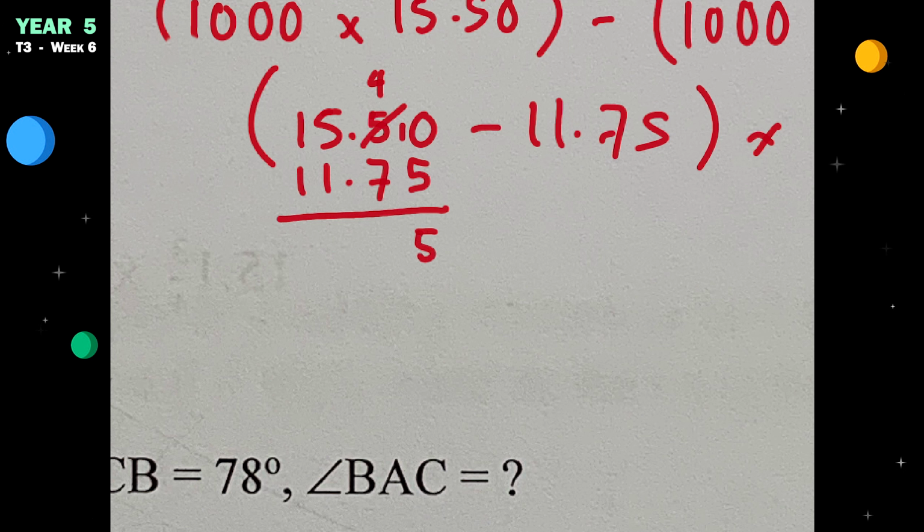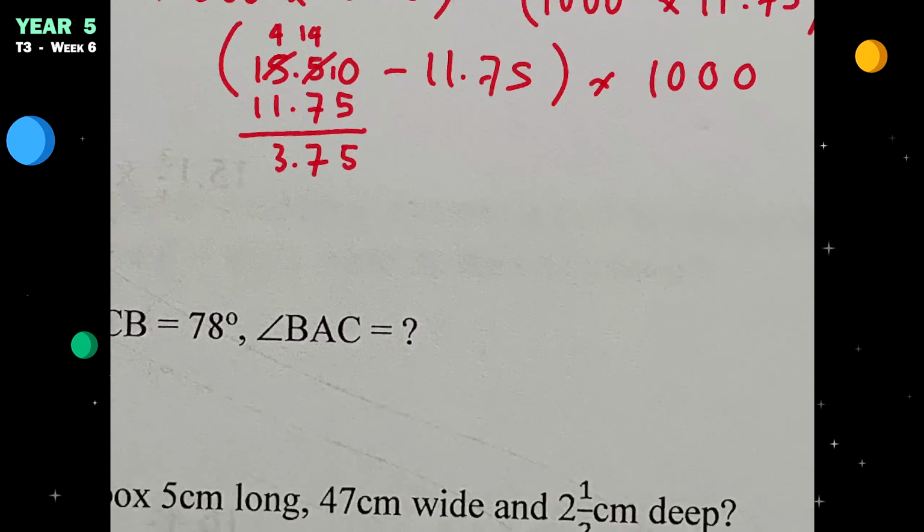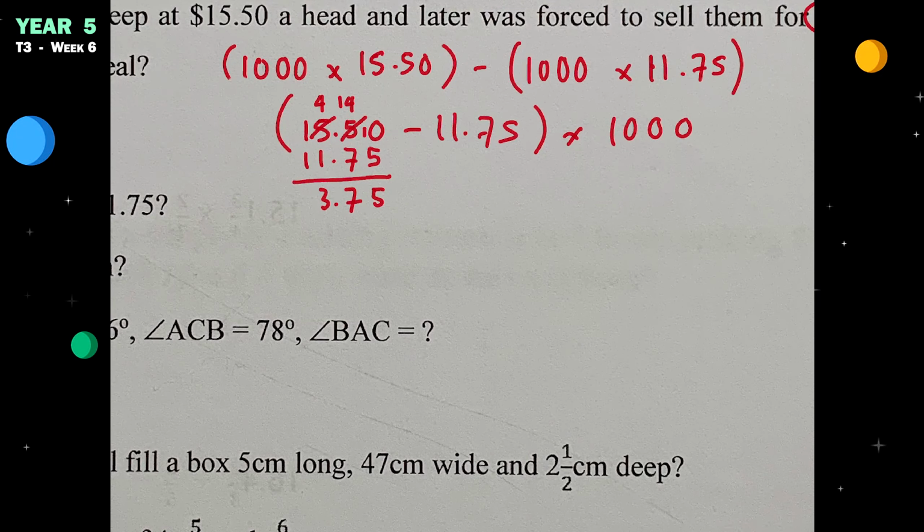Now I do 4 take away 7. I cannot, so I borrow from this one, and this becomes a 4. This becomes a 14. 14 take away 7 is 7. 4 take away 1 is 3, and 1 take away 1 is nothing. So therefore, it's going to be $3.75.